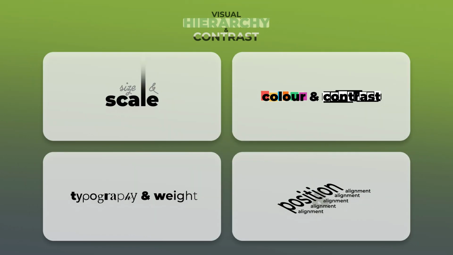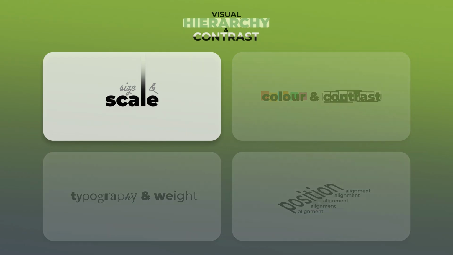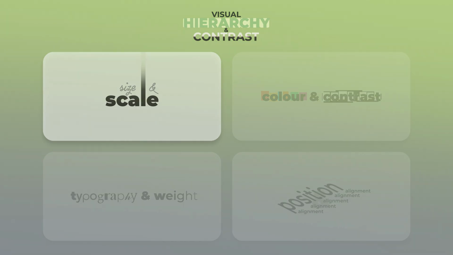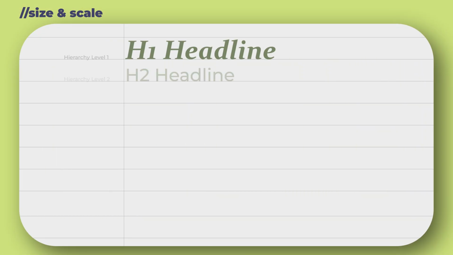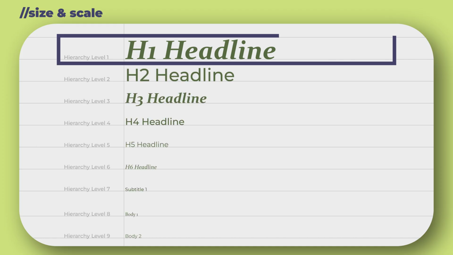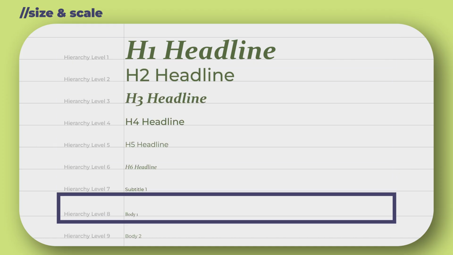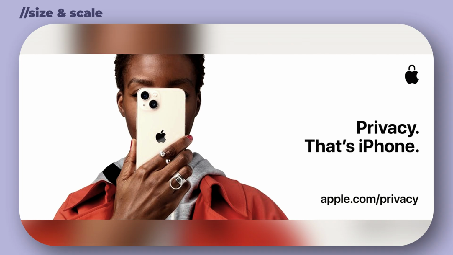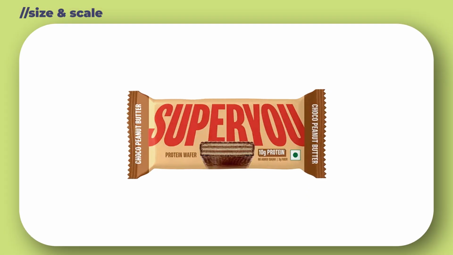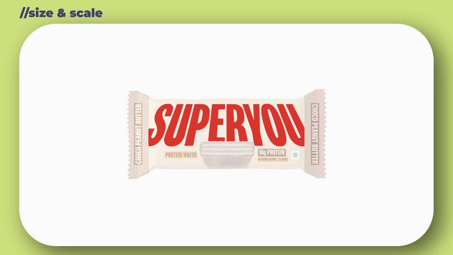The simplest way to establish hierarchy is through size and scale. Bigger elements naturally demand attention. Headlines are larger than body text for this reason. Apple event posters are a perfect example. One bold phrase dominates the layout, while supporting details are pushed down in scale. Product packaging works the same way. The brand name is always larger than the list of ingredients.